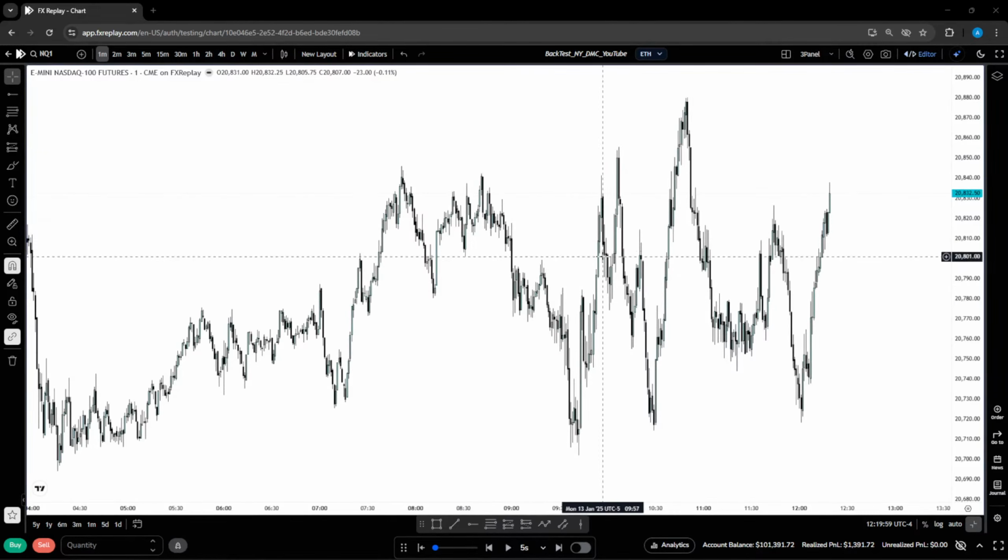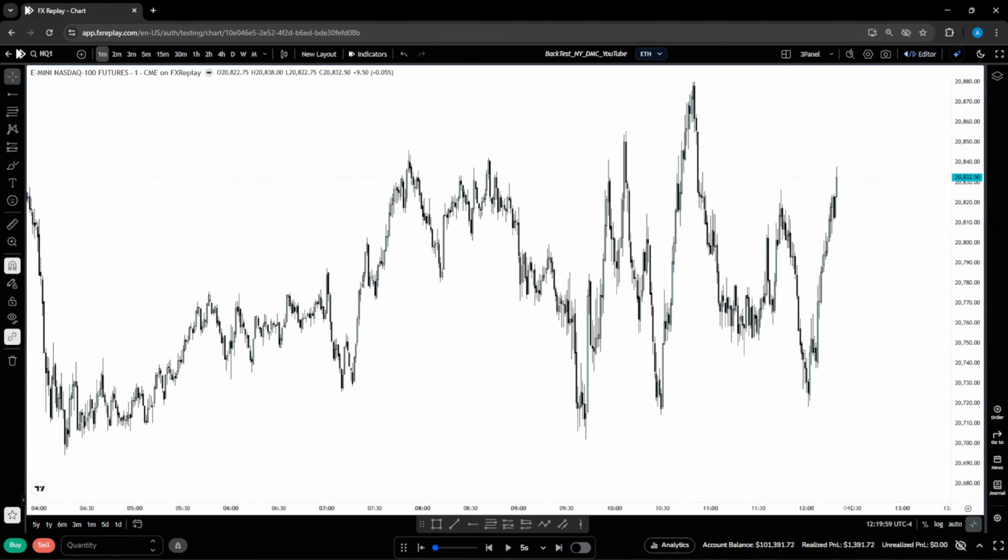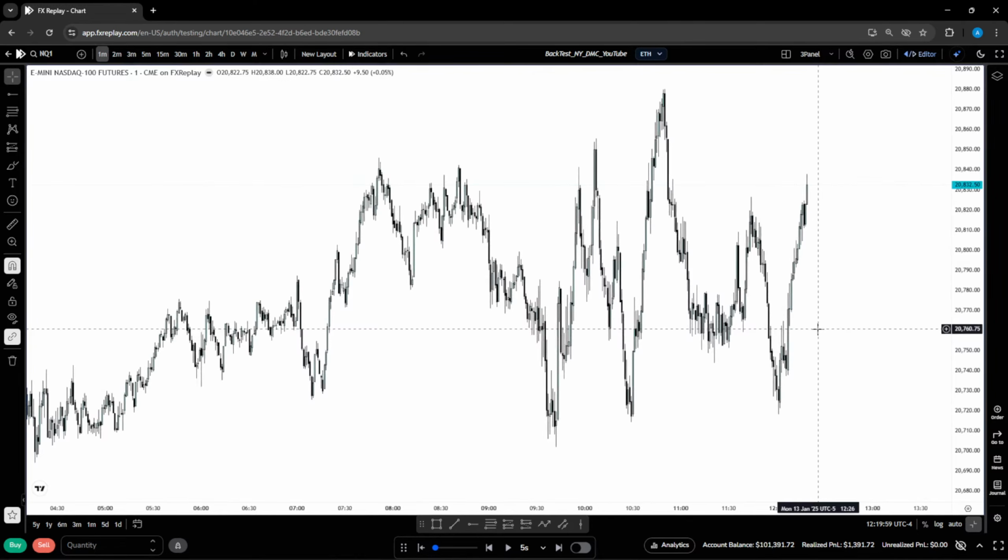Alright, continuing my backtesting of 2025 Nasdaq based on my ideas or my understanding of trend progression. Basically, just practicing, and hopefully, as I add more videos and backtests, I get better at it.